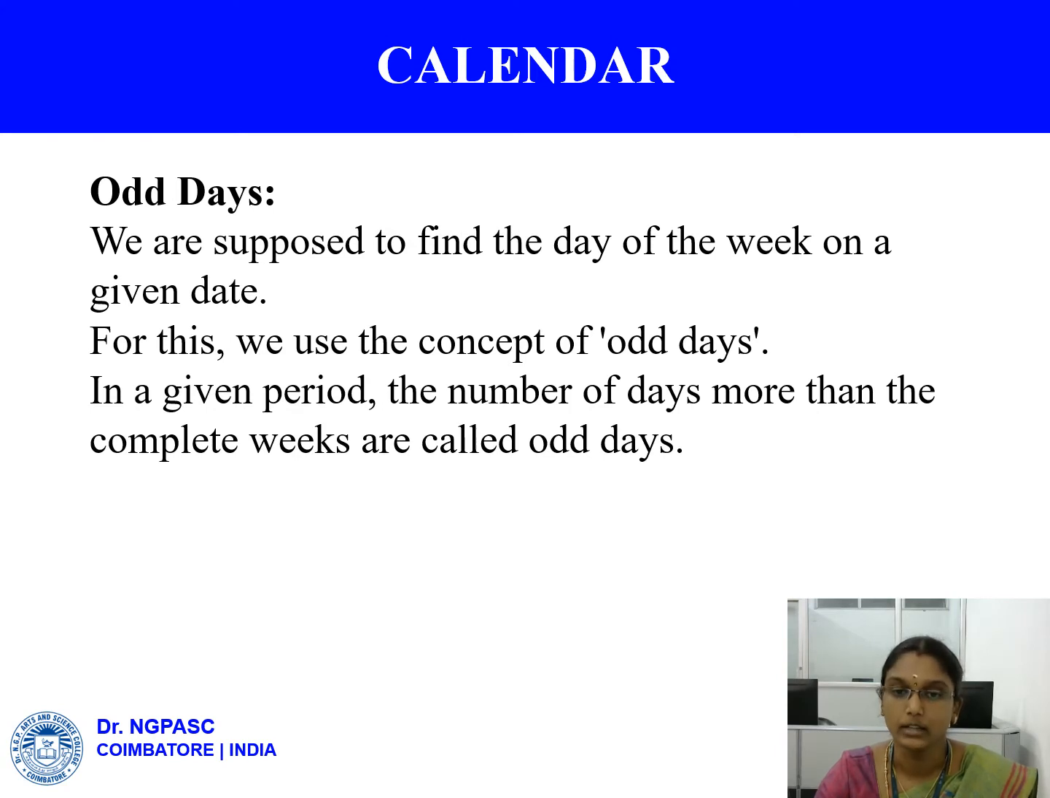In a given period, the number of days more than the complete week are called odd days. For example, 10 days: one complete week is 7 days, so the remaining 3 days are the odd days.